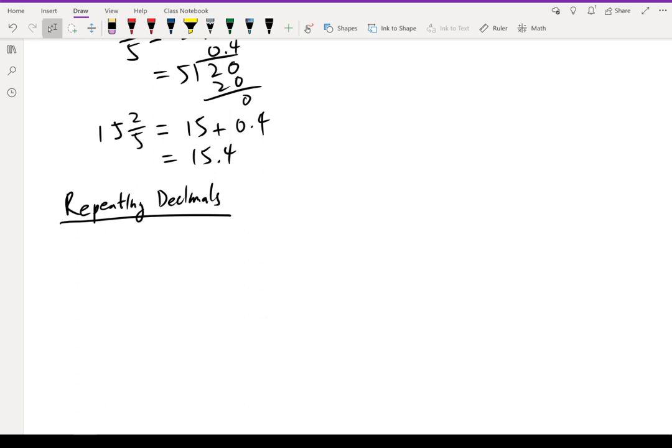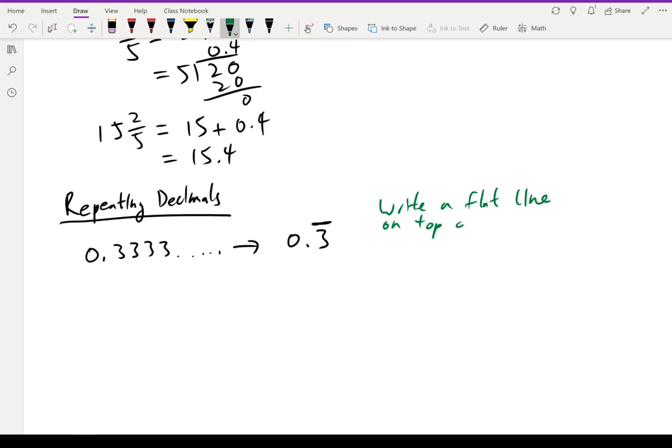For example, if I have 0.3333, that goes on forever. How do we write it? We actually write it as 0.3, and we put a line. So we write a flat line on top of the digit or digits that repeat forever. So that's how we write a repeating decimal.